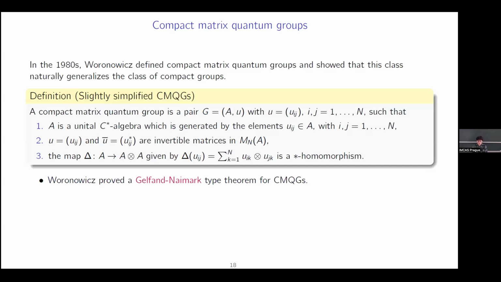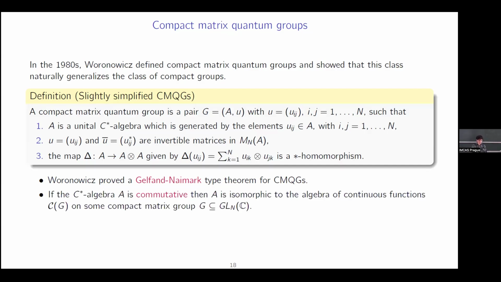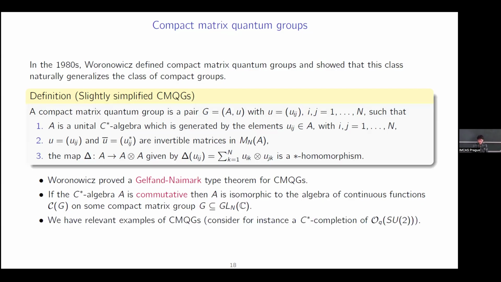So Woronowicz proved a Gelfand-Naimark style theorem holding for compact matrix quantum groups. So if the C-star algebra A that we are assuming here, the one used in the definition of compact matrix quantum group, is commutative, then A is isomorphic to the algebra of functions C(G) on some compact matrix group inside GL_n(C). So we have some very relevant examples of compact matrix quantum groups, as probably everybody in the audience knows. For example, one can consider a C-star completion of O_q(SU_2).